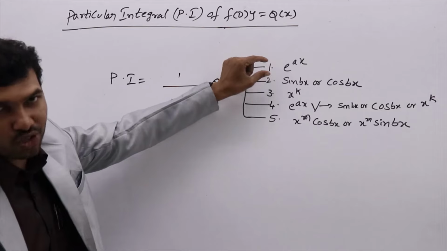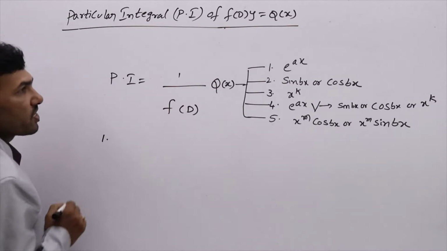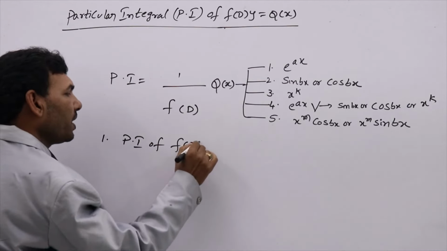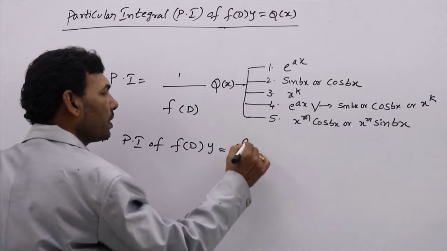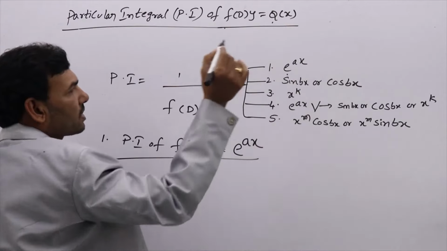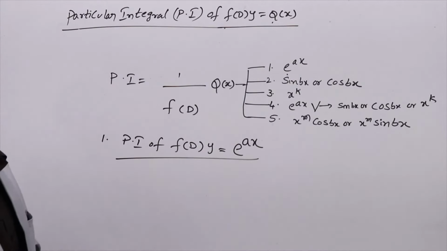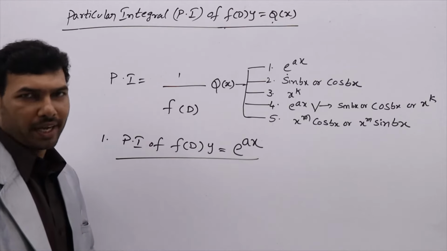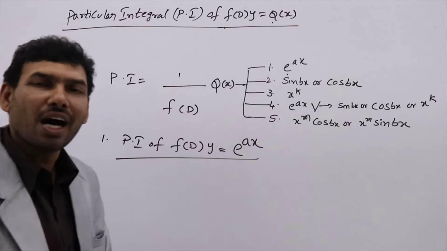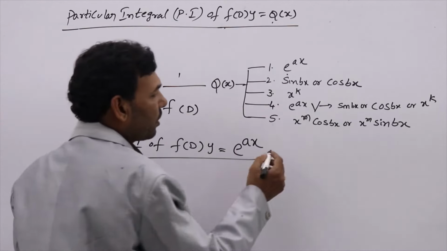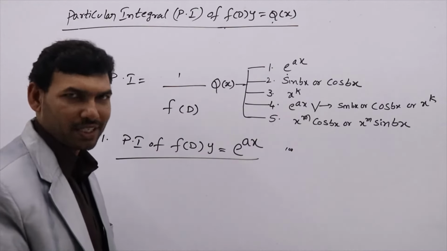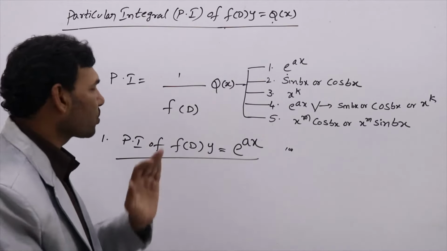Now I am going to discuss the first model. Particular integral of f of D into y equal to e power ax. So in the RHS, in place of Q of x, if you have e power ax, what is the rule we apply to evaluate PI? Whenever you have e power x or e power 2x or even a constant on the RHS, like 100, we treat it as e power 0 into x. That also comes under this rule.